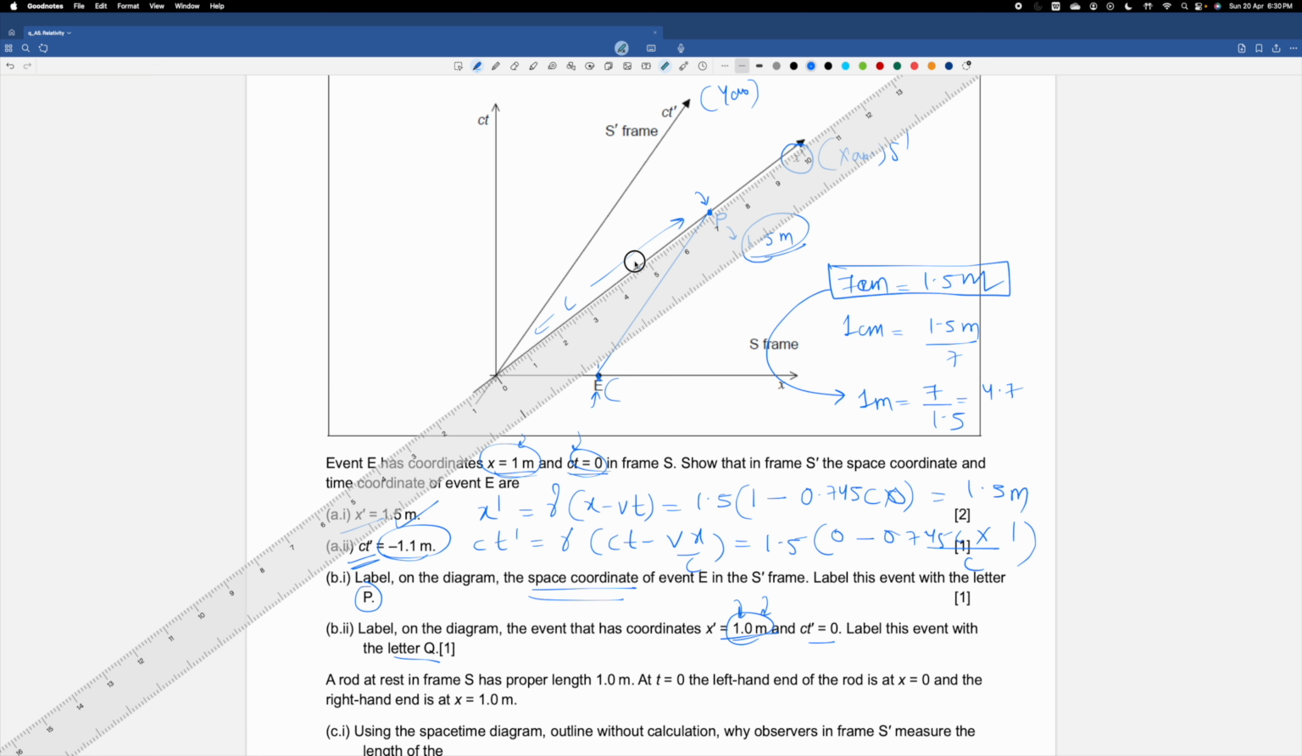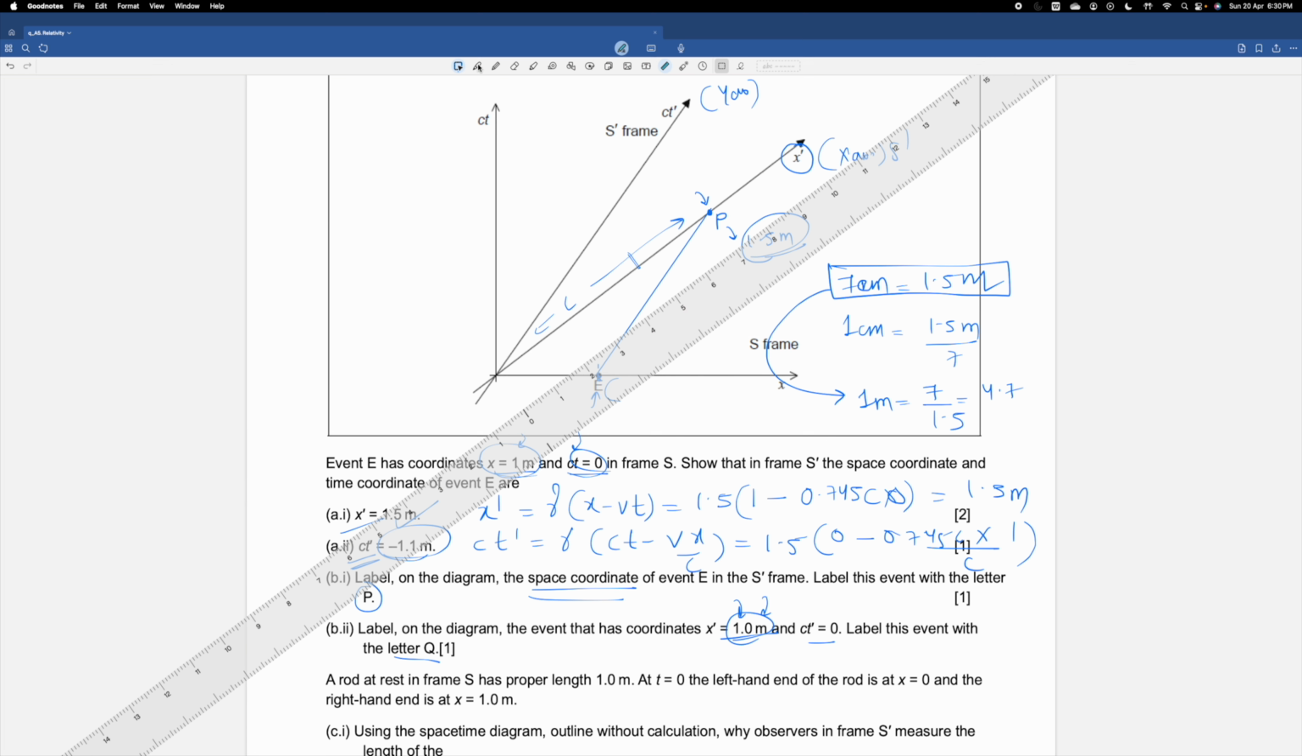That's over there, right? So let me keep the ruler a little bit aside. Yeah, so that's the point over here. And we'll label that as Q, which is representing the x coordinate as 1 meter.